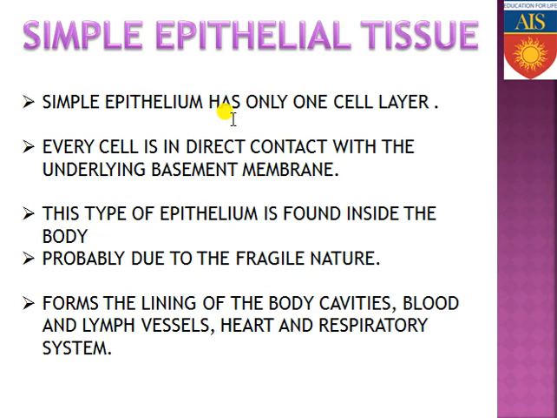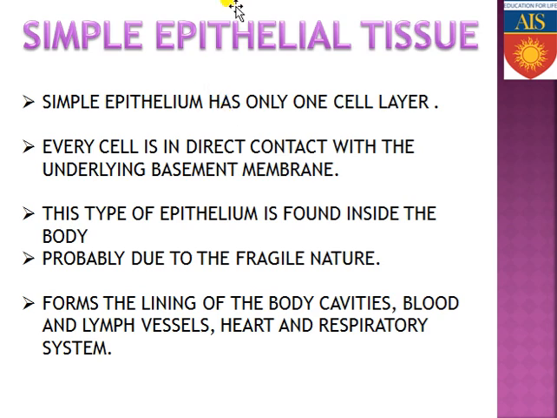This type of epithelium is found inside the body, probably due to its fragile nature; they are always present inside the body. Keep it in your mind. They form the lining of the body cavities and cover the internal organs. They are present at the inner wall of the blood vessels, lymph vessels, the inner wall of the heart, as well as in the respiratory system. So these are the locations where simple epithelial tissue, that means epithelial tissue having a single layer of cells, is present.